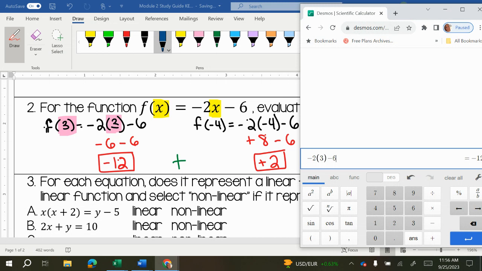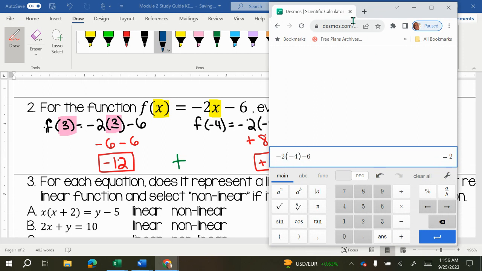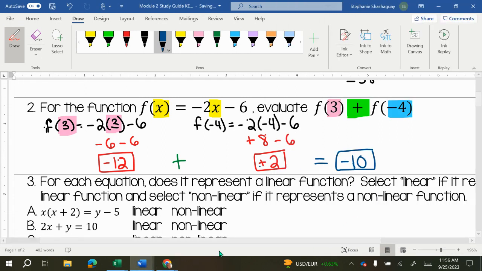Now, if I already have the function in, I can go here to my calculator if you're using the Desmos calculator, but you can also just go to the other one that we use in class. I'm just going to have to type it in. Now I'm going to plug in -4. So -2 times -4, close that parentheses, minus 6. And now you'll see that I get 2. So that's where this 2 came from.